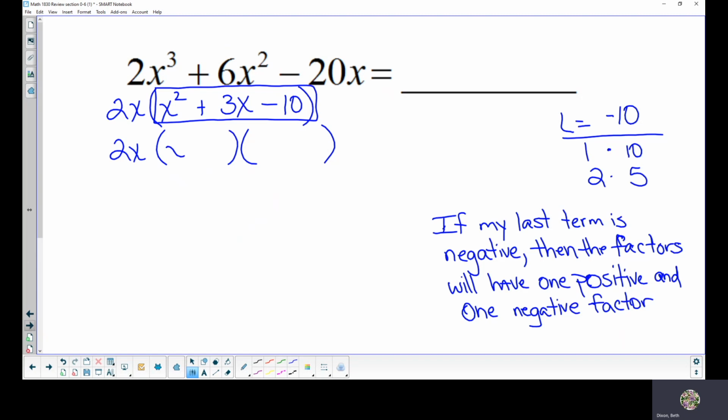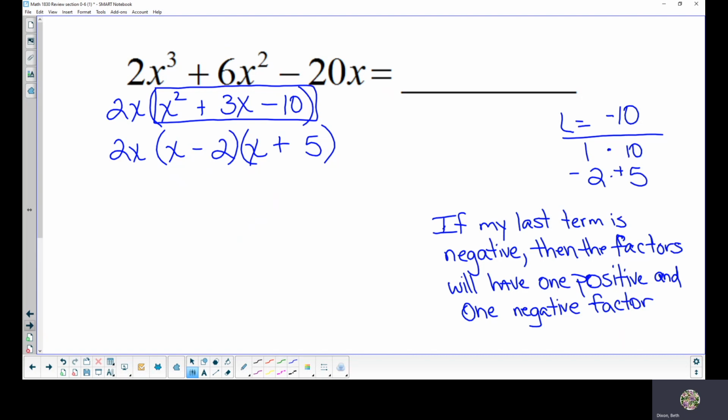So I know that to get the x squared, I need x and x. To get the 3, I know 10 and 1 give me 9, but 5 and 2 would give me 3. So I need the 5 and the 2. Now, the question is, I need a positive 3. To get a positive 3, I need the 5 to be positive and the 2 to be negative. The larger of the two terms needs to match the middle. Positive 5, take away 2 gives me a positive 3. So I need the 2 to be negative and the 5 to be positive.